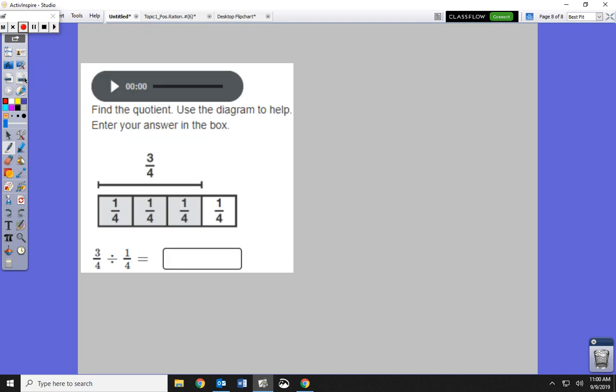Let's take a look. Find the quotient. Use the diagram to help. Enter your answer in a box. Well, this looks like it says 3/4 divided by 1/4. Well, how many 1/4s do we have here? 1, 2, and 3. Makes sense that it equals 3, but let's do the math. 3/4 divided by 1/4 equals, dividend stays the same, and the reciprocal of 1/4 is 4 over 1. I can do some cross reduction here. My answer would be 3.